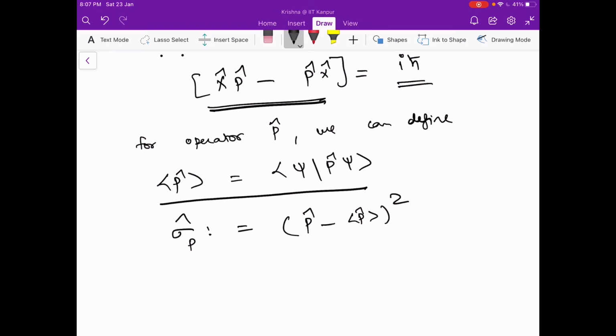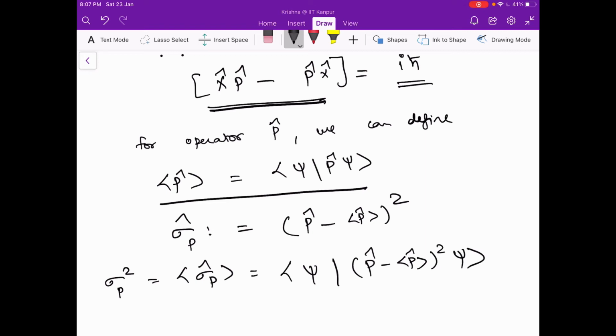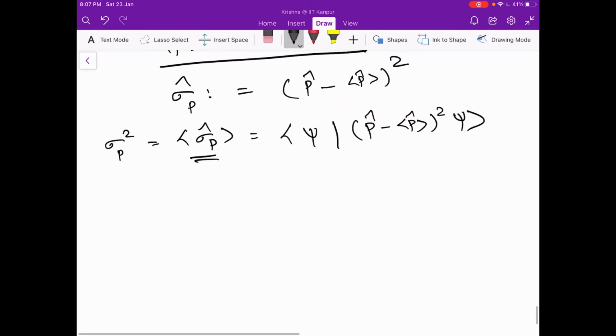Okay. So now let us calculate the expectation value of the variance. This is called sigma p squared, which is an expectation value of this operator, psi acting on p hat minus p squared. How do we calculate the expectation of this? So this is the expectation of the variance. This is written as sigma p squared.